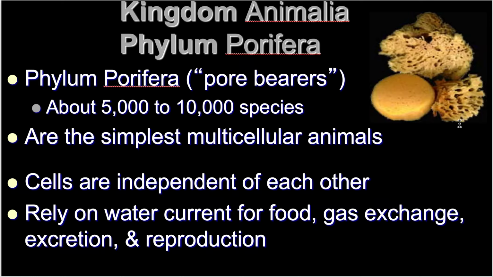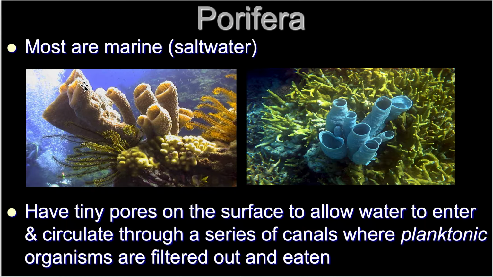Their cells are independent of each other, and they rely on water current for food, gas exchange, excretion, and reproduction. So a lot of those essential functions that we talked about in the last unit, Porifera relies on water current for those functions. Most sponges are going to be marine, meaning they live in salt water. They're going to have tiny pores on the surface to allow water to enter and circulate through a series of canals where planktonic organisms are filtered out and eaten.